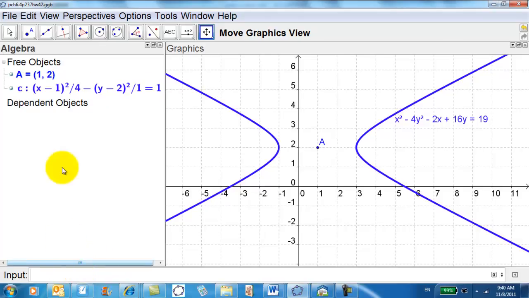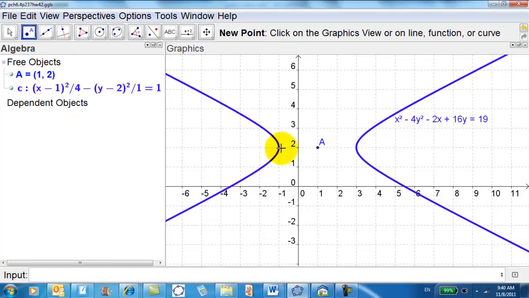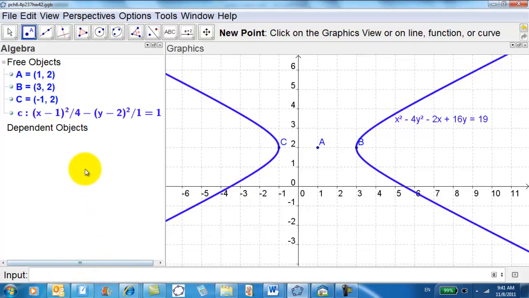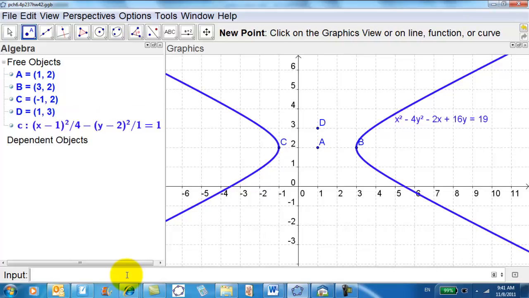We also have the vertices at 3, 2 and at negative 1, 2. There are your vertices. Then we also have, like we said, go up 1 in both directions. Use this b, underneath the y here. We're going to go 1 each way in the y direction to come up with 1, 3 and 1, 1.